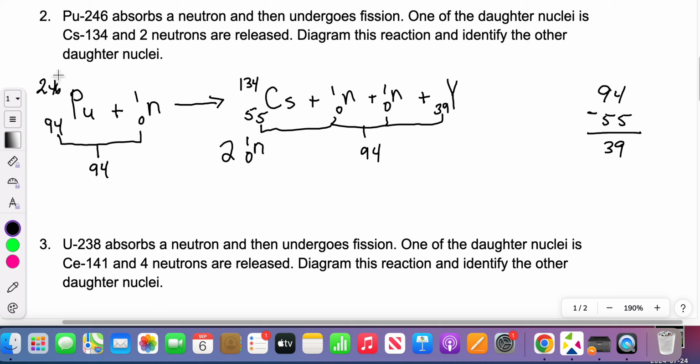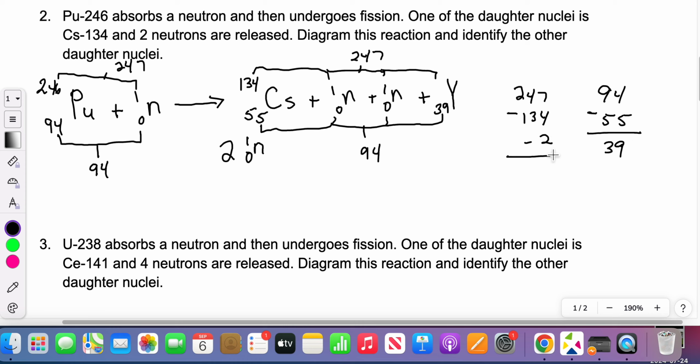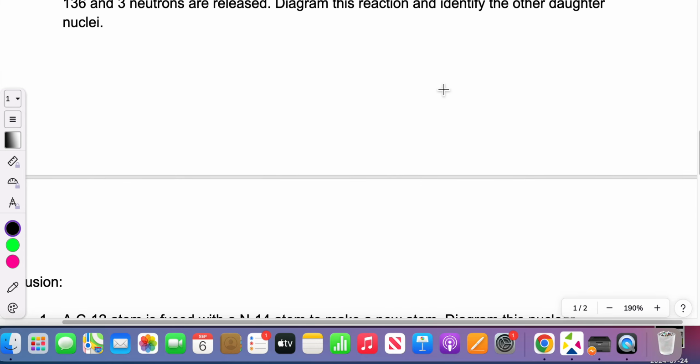Now we're going to do the same thing at the top. 246 plus 1 is 247. So then we know that all the numbers added up on the top have to add up to 247. So I just take 247, subtract what I know, 134, subtract 2, and it ends up being 111. So that's the number at the top, 111. That's it for fission. There's 2 more that you can try.